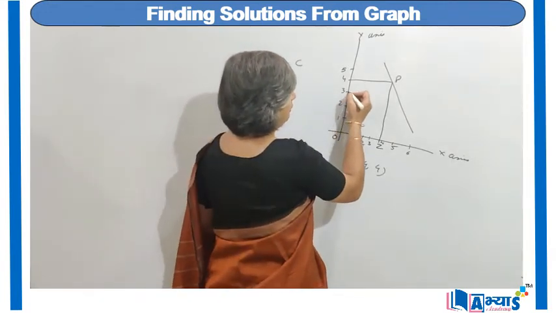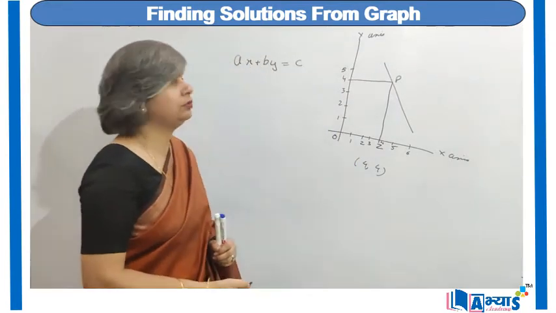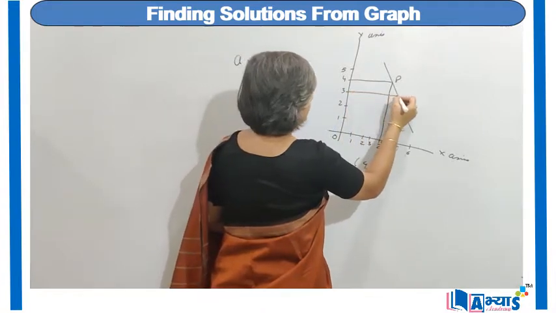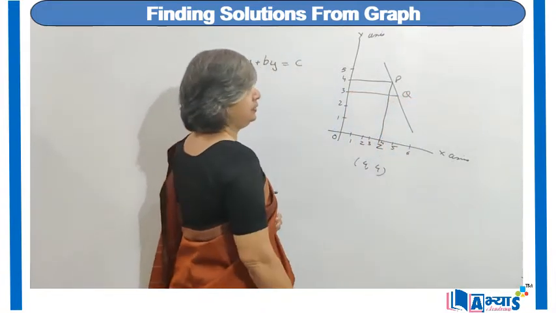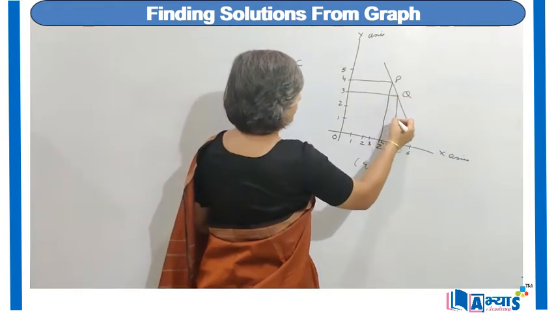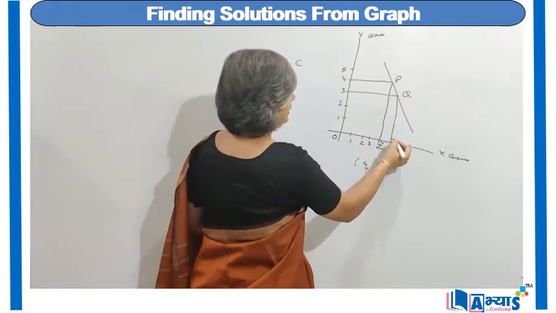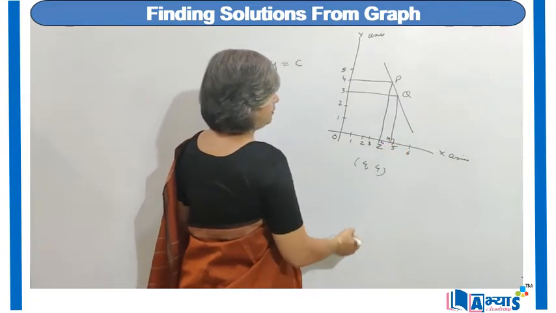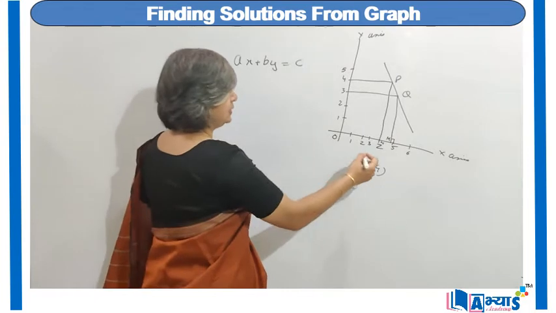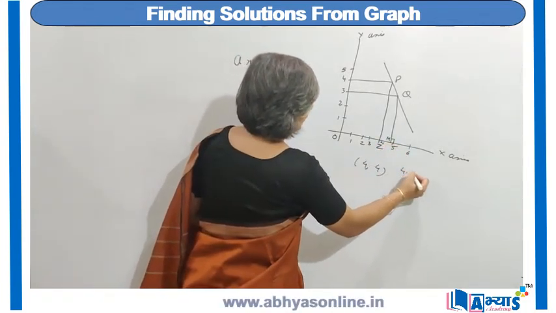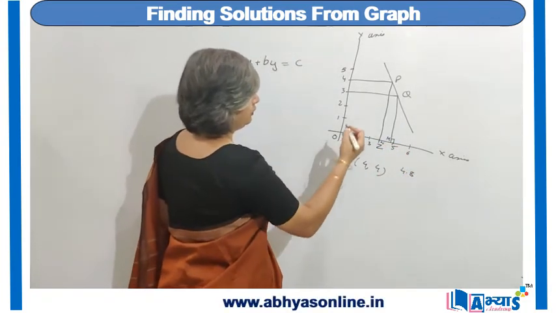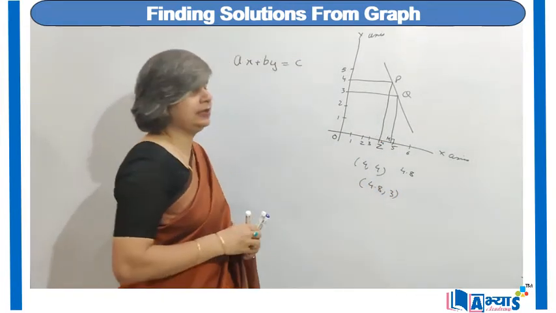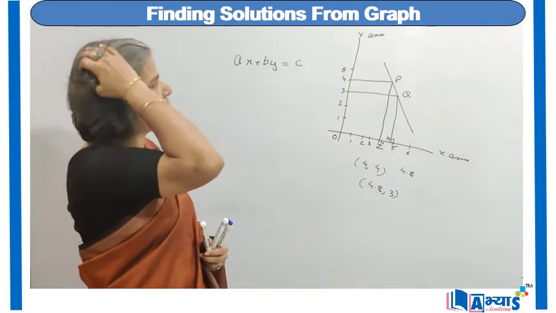Similarly, if I want to find a solution when y is equal to 3, I will draw a line from 3 which is parallel to the x-axis. Let us suppose it cuts the line at Q. From Q we will draw a perpendicular. Let us suppose it meets the x-axis at this point, suppose this is point M. So the value at the x-axis at M is maybe 4.8. So we can say that the solution for the equation is (4.8, 3), because 4.8 is the value of x and 3 is the value of y.